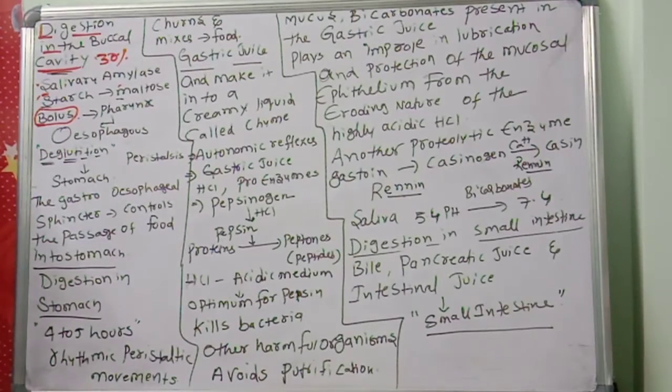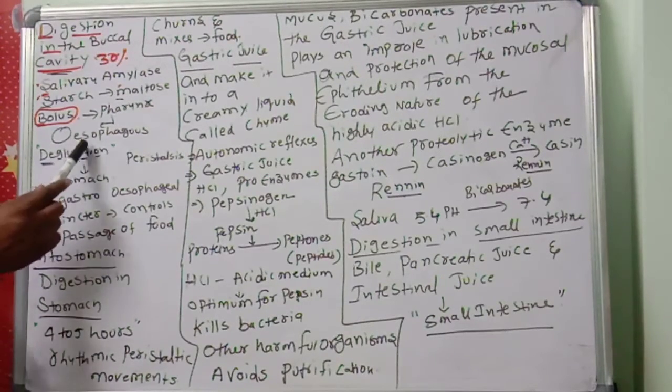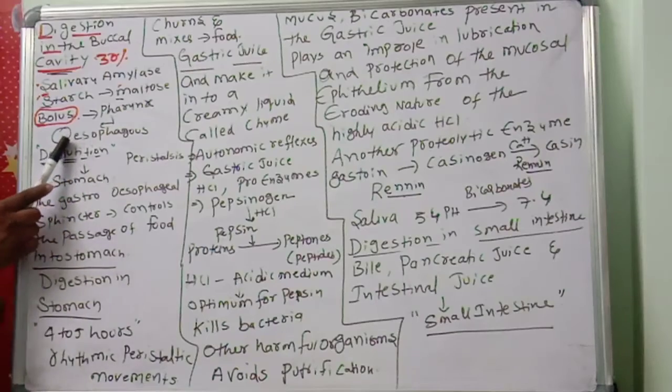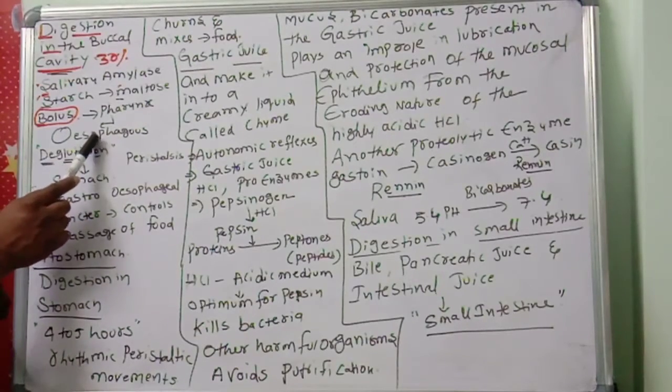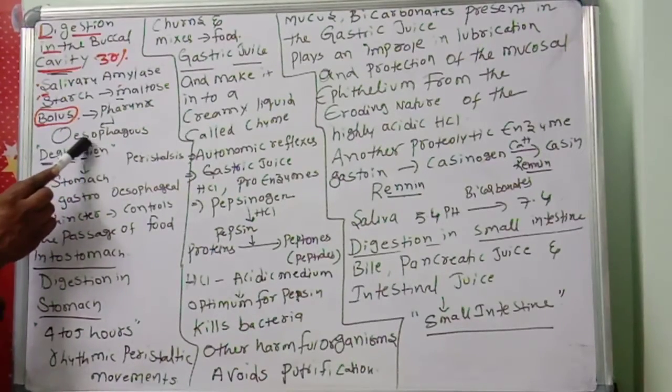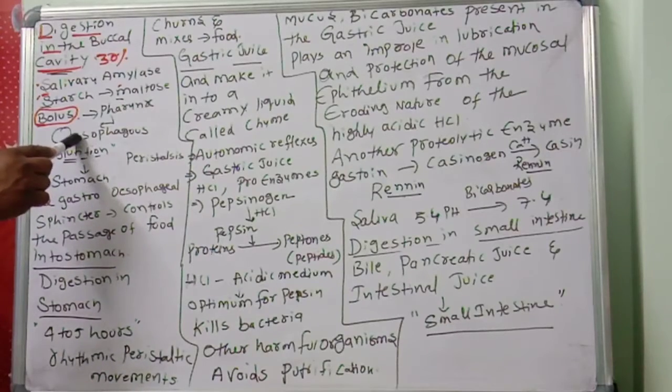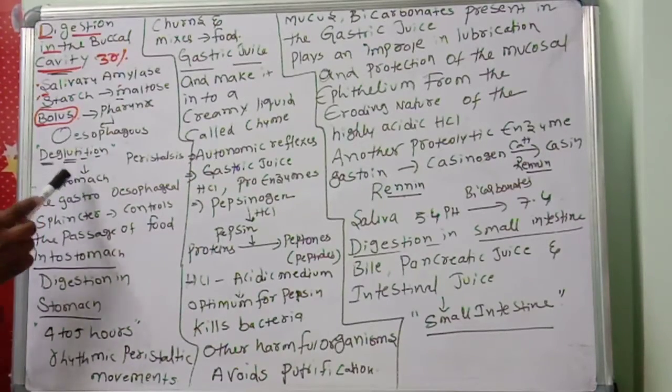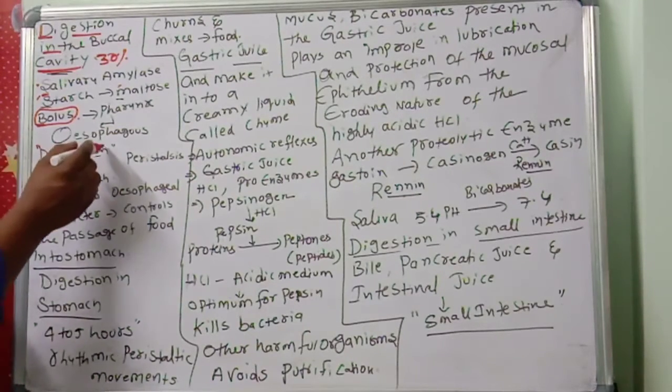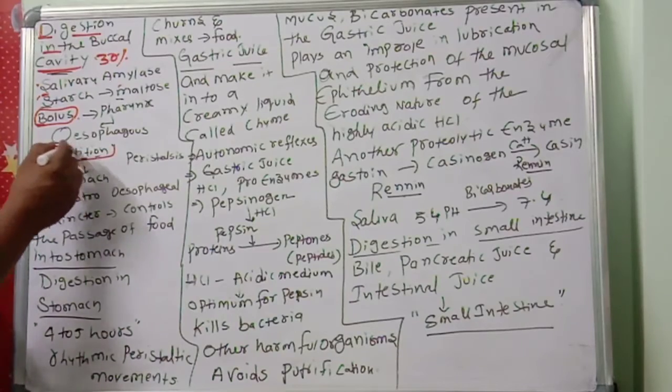From the pharynx, the bolus will go to a very important tube-like structure, the food pipe. What is the food pipe? From the pharynx it will go to the esophagus. Okay, children, the esophagus by swallowing. What do you call that process? Swallowing is called deglutition. That swallowing process is called deglutition.